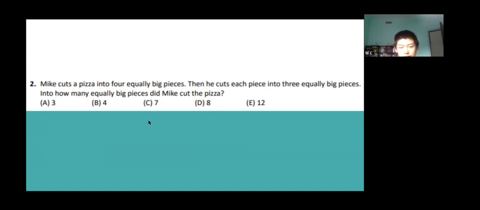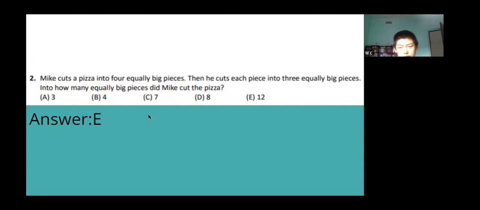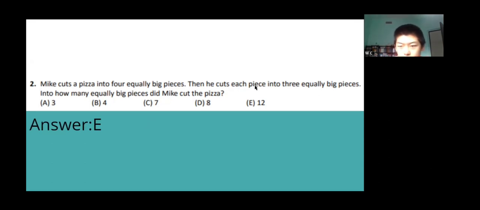So our answer is E, because we have to multiply 3 and 4. This is because first we have 4 pieces. Each of these 4 pieces becomes 3 pieces. So we end up with 4 times 3 equals 12.